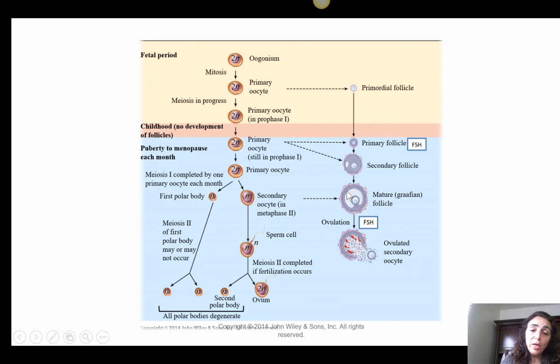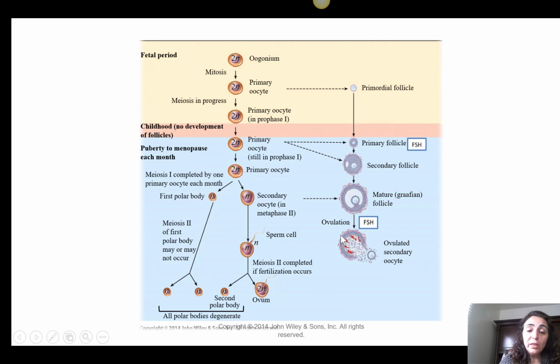And here you see that you have a fluid-filled cavity that we call the antrum, and when you see the big cavity here, you can tell that this is a mature follicle. And you see the secondary oocyte here, which is in metaphase 2, and around it you have one layer of cells, the corona radiata. Now when this follicle completely matures, it releases the secondary oocyte in metaphase 2 with the corona radiata around it, right?